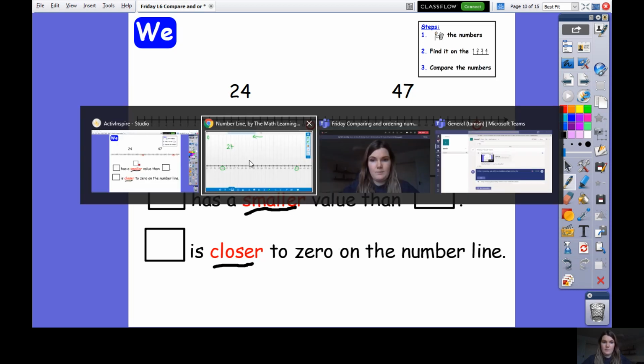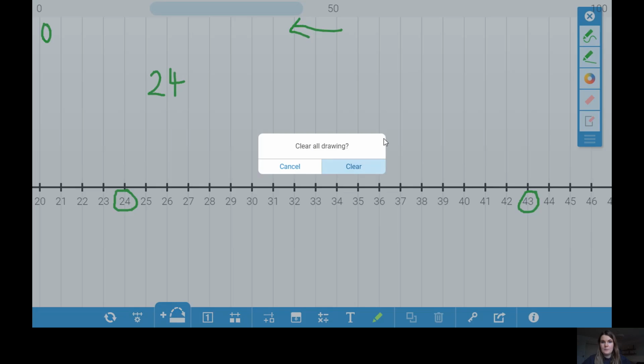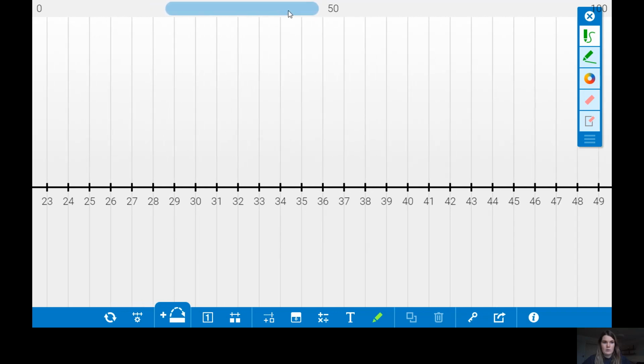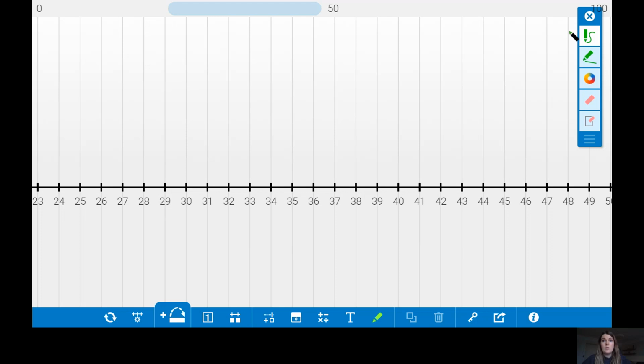Okay, so this is going to be your go. So I'll clear my number line for you. So our numbers, I'll write them up, shall I? 24 and 47. I might need to move my number line for you. Here we go. What are my numbers? 24 and 47. Okay, I've written my numbers down for you. I would like you to find them on the number line. Either point with your 2 fingers or circle them if you can.